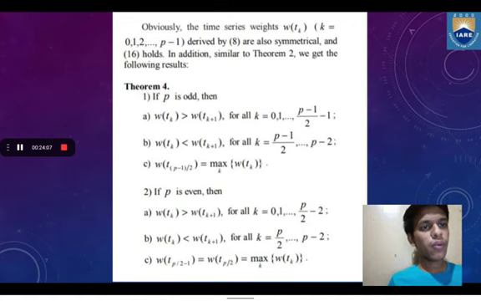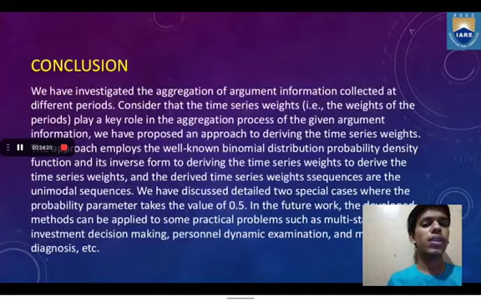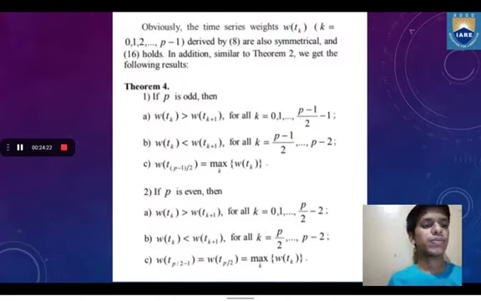Next, theorem 4 proves that if p is odd, then all these conditions are true, and if p is even, then all these conditions are true, similar to theorem 2.